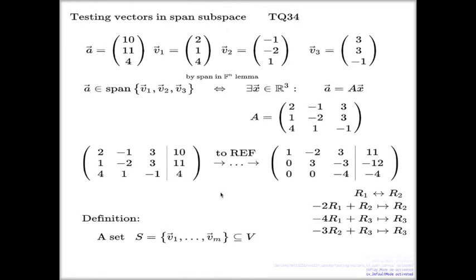A set S of vectors v1 to vm, for Mary, within a vector space V. V is a vector space here, any vector space, not necessarily Rn. Such a set will be called spanning if and only if the vector space can be recovered as a span of the set S. Okay, that's just a piece of terminology which you will see often.